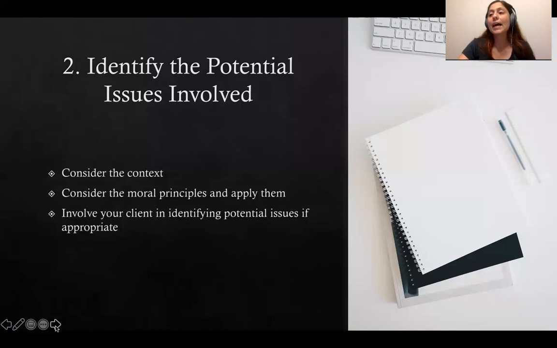Step 2, identify the potential issues involved. List and describe the critical issues and discard the irrelevant ones. Okay? So this would be kind of diving deeper into the problems that we identified in 1. What's the cultural context? What are the moral principles that matter here? You might want to involve your client in exploring the potential issues. I'm going to hone in on the moral principles piece. So which moral principles apply?